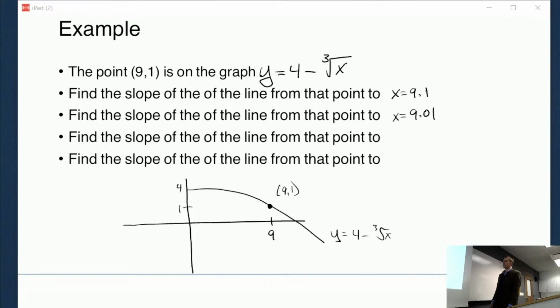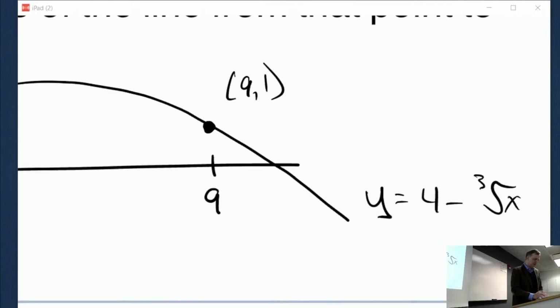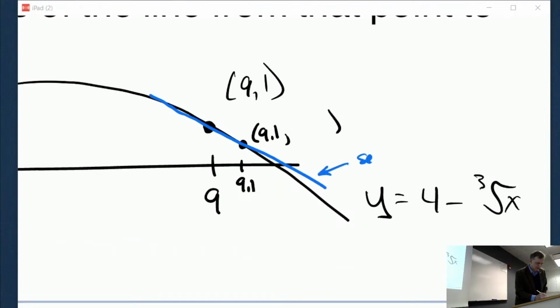Okay, so what we're trying to illustrate here is the difference between a tangent and a secant line. So let's start off with secant lines. A secant line, you could connect 2 dots. So take that point there and take this point, 9.1. I'll need to get the y value for that. And I can connect those 2 dots with a straight line. There we go. And that is a secant line.